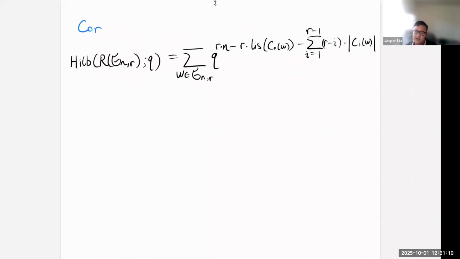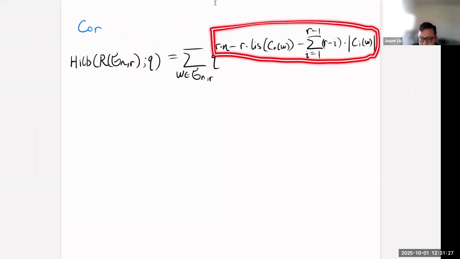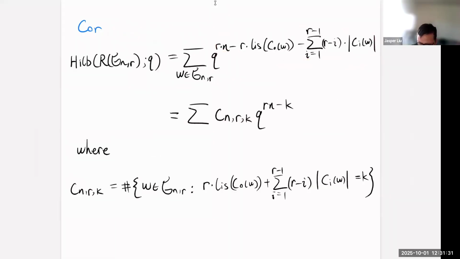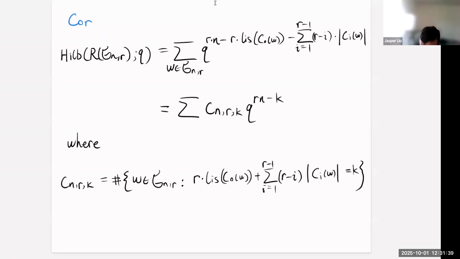And from this construction, we can compute the Hilbert series. But this is a very sort of lengthy statistic. If you rewrite it a bit, I'll just write it as C n,R,k, where C n,R,k counts this.